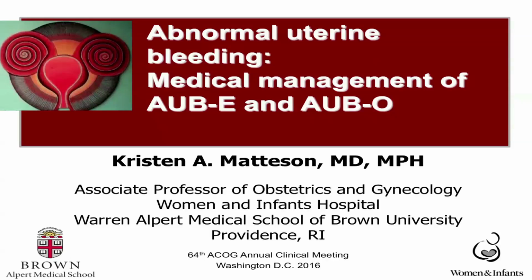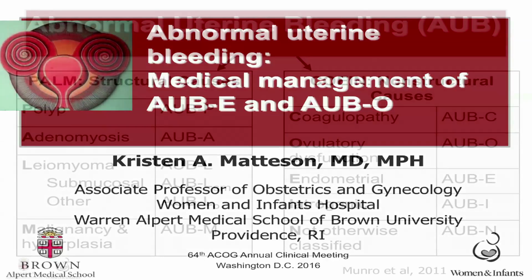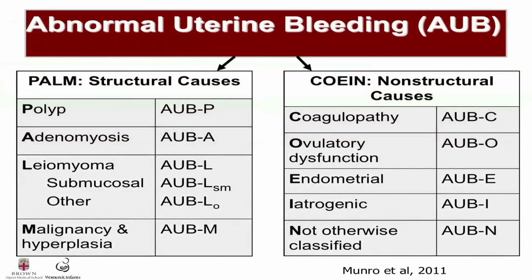This is the second of 3 mini-lectures for the flipped classroom session on abnormal uterine bleeding. This is a repeat slide from my first mini-lecture on the terminologies and etiologies for abnormal uterine bleeding. I put this slide up as a reminder that abnormal uterine bleeding is a symptom, not a diagnosis, and it's caused by one of these etiologies, either structural causes or non-structural causes.